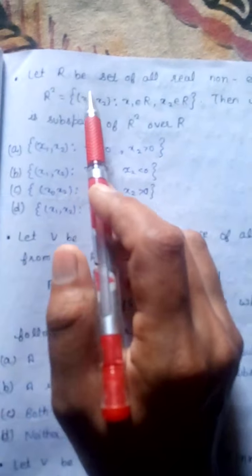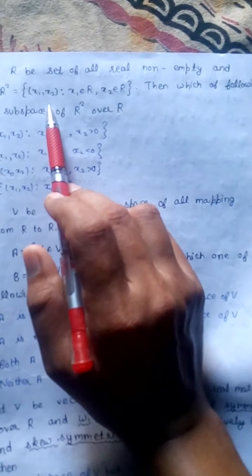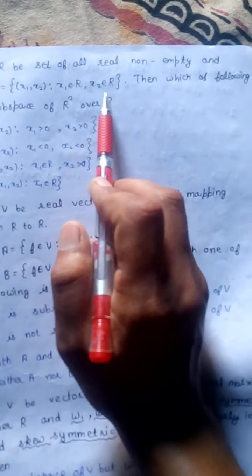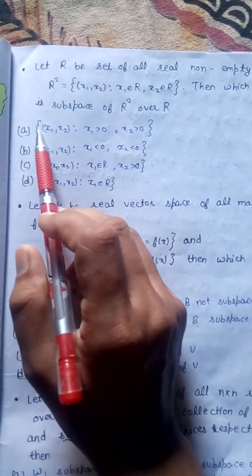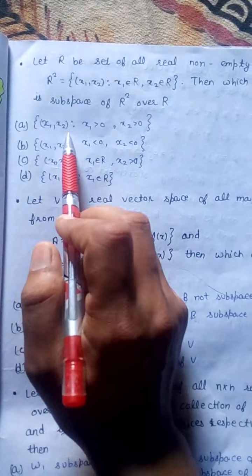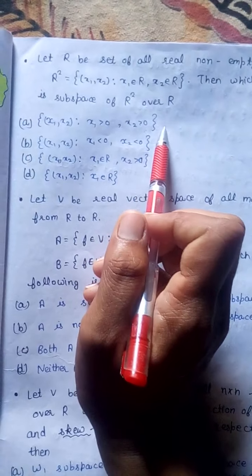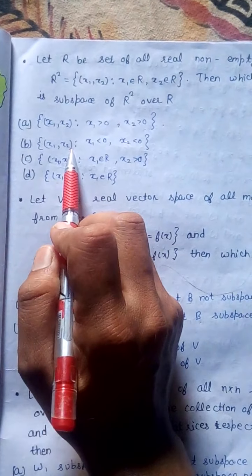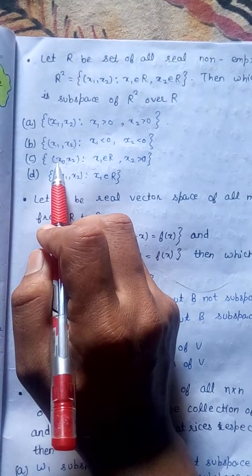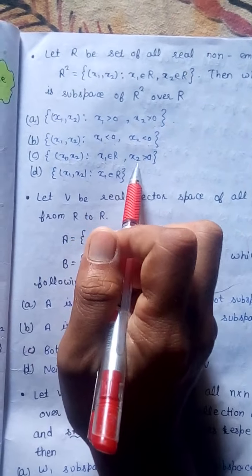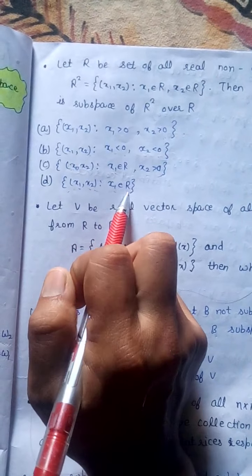Now the next question is, let R be the set of all real numbers and R square equal to {(x1, x2) : x1 belongs to R and x2 belongs to R}. Then which of the following is a subspace of R square over R? First, (x1, x2) such that x1 greater than 0, x2 greater than 0. Second, x1 less than 0, x2 less than 0. Third, x1 belongs to R, x2 greater than 0. And fourth, x1 belongs to R.